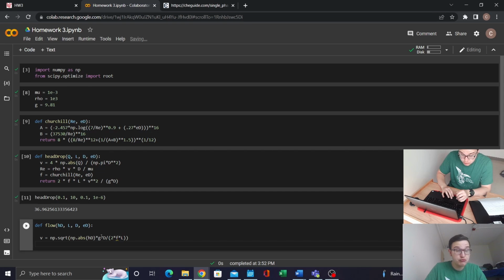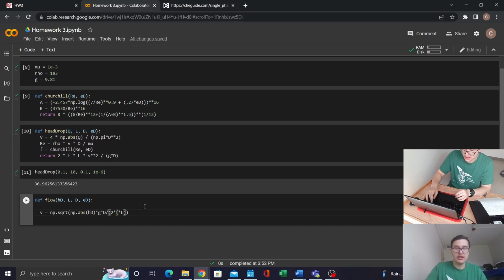And then we're actually going to be giving a guess of this fanning friction factor. It doesn't really matter too much what it actually is, because the head drop is going to be changing things. The root function at the end will use it and then solve it at the end. Let's actually make this 0.01 there.